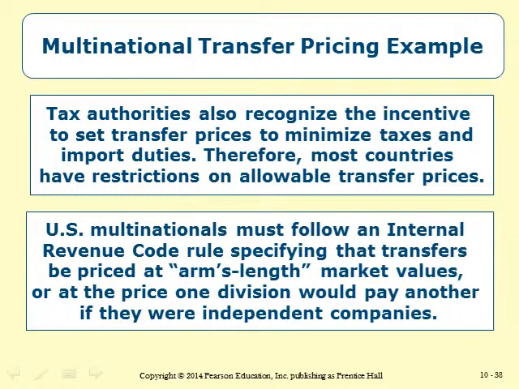And so, obviously, tax authorities also recognize the incentive to set transfer prices to minimize taxes and import duties. Therefore, most countries have restrictions on allowable transfer prices. U.S. multinationals must follow an internal revenue code specifying that transfers should be priced at arm's length market values, or at the price one division would pay another division if they were independent companies. Even with these rules, companies have some latitude in deciding on an appropriate arm's length price.